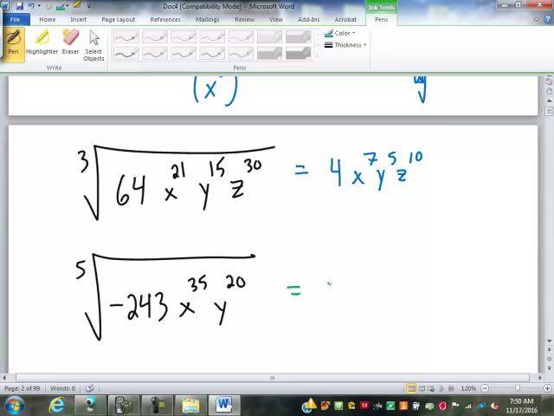What is it going to be? Negative 3. Very good. The fifth root of negative 243 is negative 3. X to the 7. 35 divided by 5 is 7. And y to the 4. 20 divided by 5 is 4.